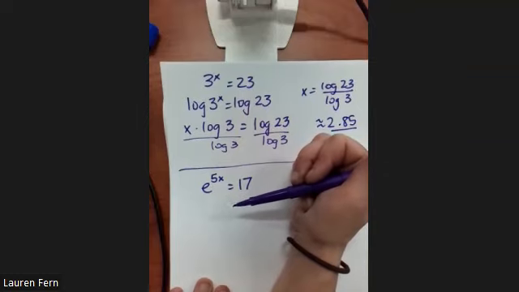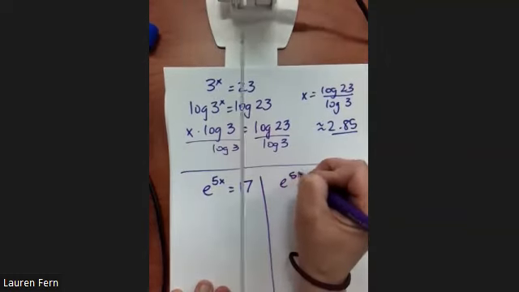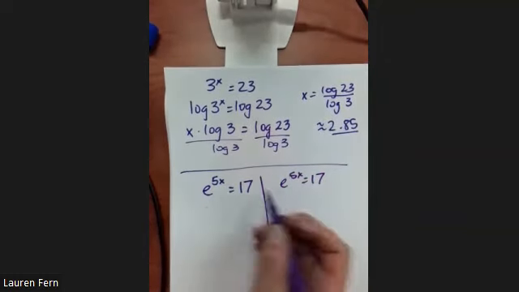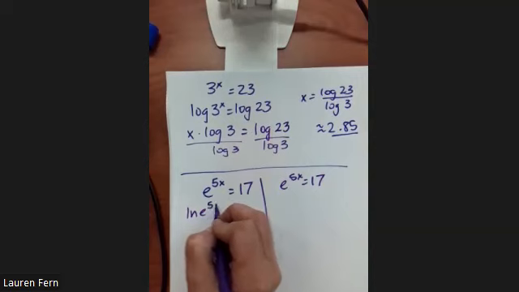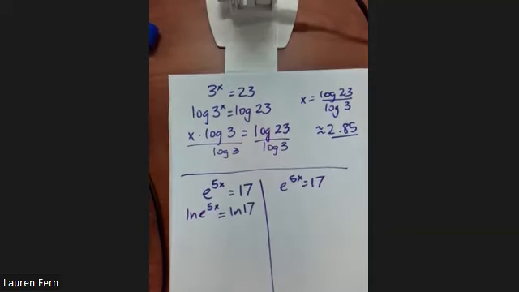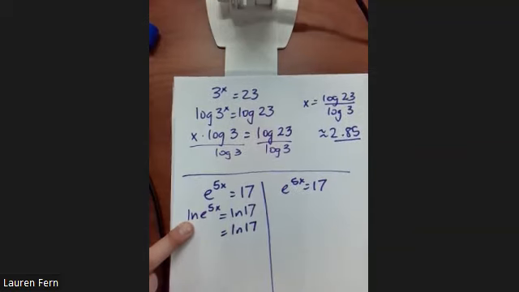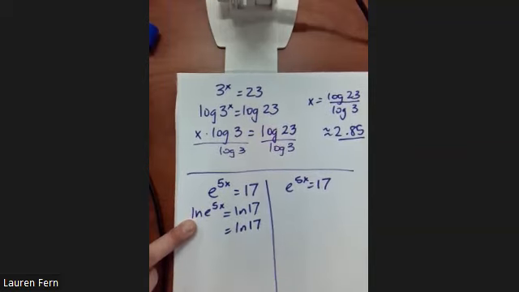Okay. Do you want me to show you? Okay. I'll do this twice. If I take the natural log of both sides, this is what I have. On my right, I have the natural log of 17. Check this out. Aren't these inverses of each other? Isn't ln of e to the 5x the same as log base e of e to the 5x?